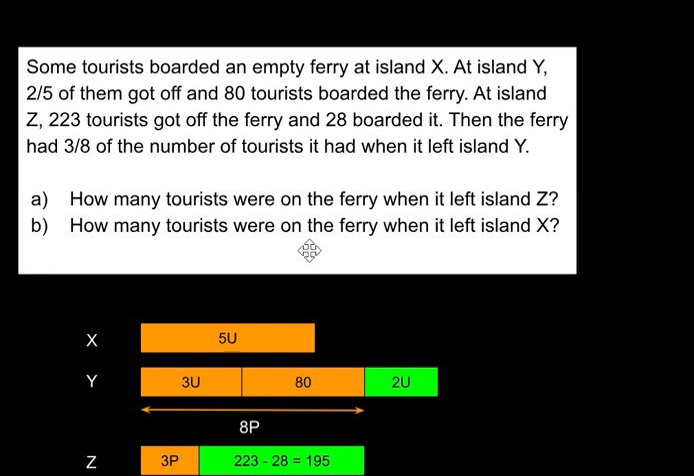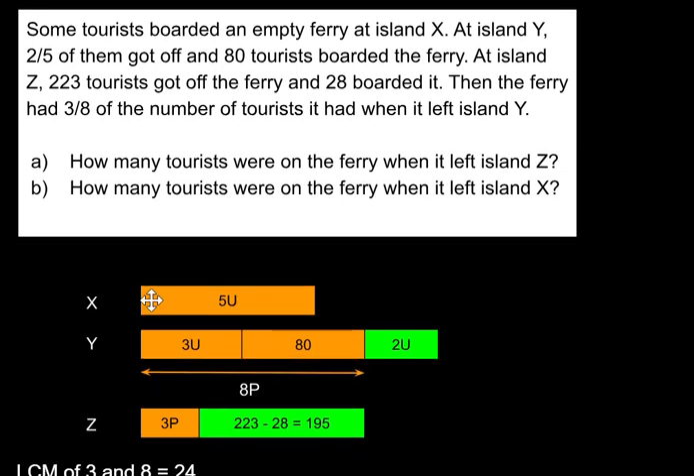Okay, let's draw a model based on the information given. Assuming at island X, this is the amount of tourists that boarded the ferry. At island Y, 2/5 of them got off, so 2 units went off. It must be left with 3 units. And 80 tourists came on board. So this orange color is the one that is on board the ferry when it left island Y. This green color one is gone off already.